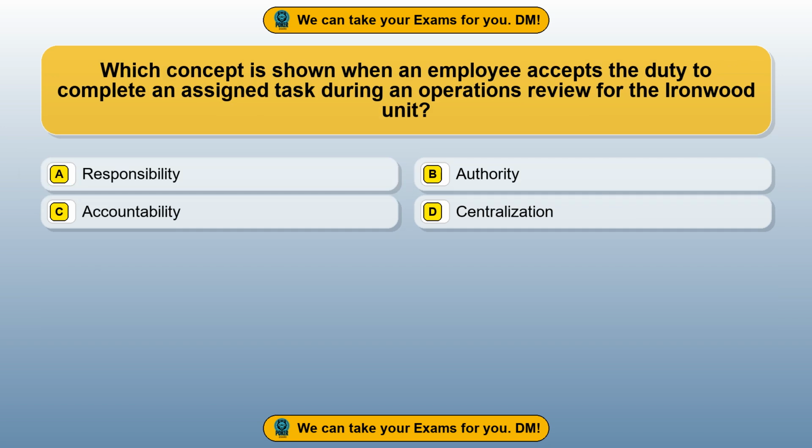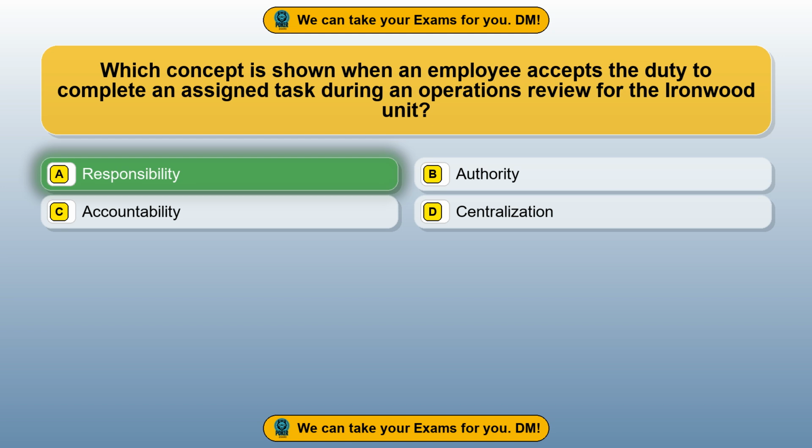Question 12. Which concept is shown when an employee accepts the duty to complete an assigned task during an operations review for the Ironwood unit? Option A, responsibility. Option B, authority. Option C, accountability. Option D, centralization. The correct answer is option A, responsibility.